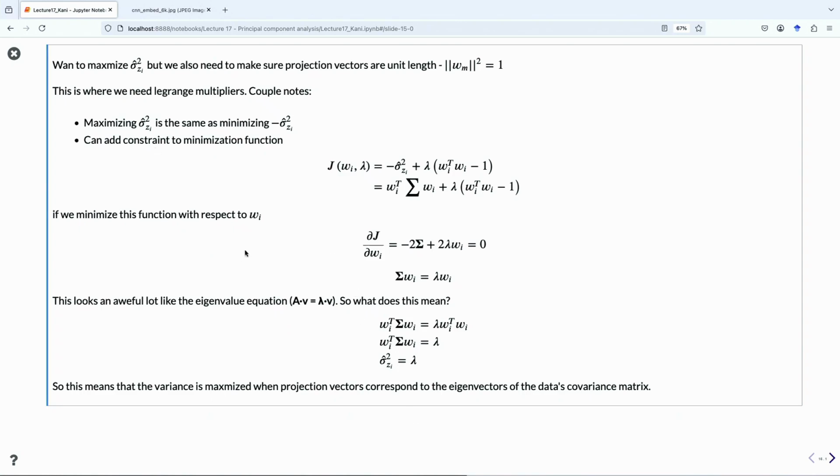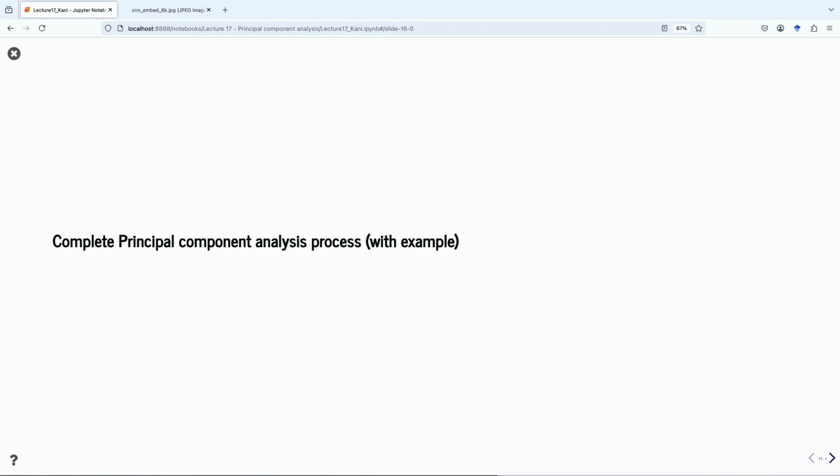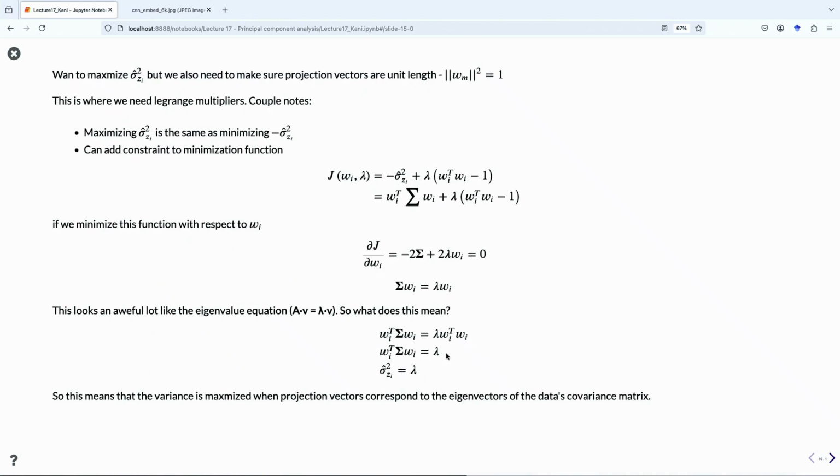The variance is maximized when the projection vectors correspond to the eigenvectors of the covariance matrix. Okay, so when we want to find our projection vectors, we just need to find the eigenvectors with the largest eigenvalues. So then, let's do that.